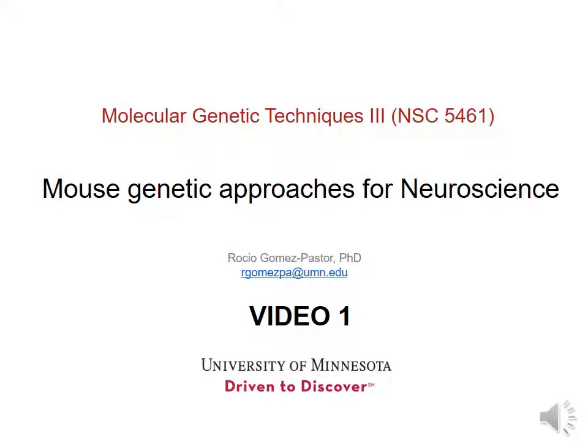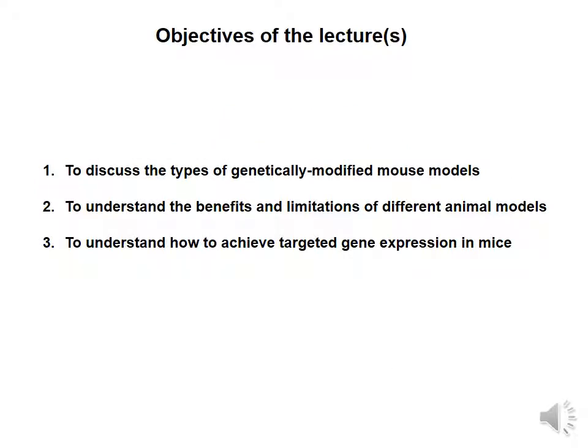This is the first video of the Mouse Genetic Approaches for Neuroscience lecture. The objectives of this entire lecture are to know what the different types of genetically modified mouse models are, understand the benefits and limitations of different animal models, and also understand how to achieve targeted gene expression in mice, which is an essential tool in neuroscience.